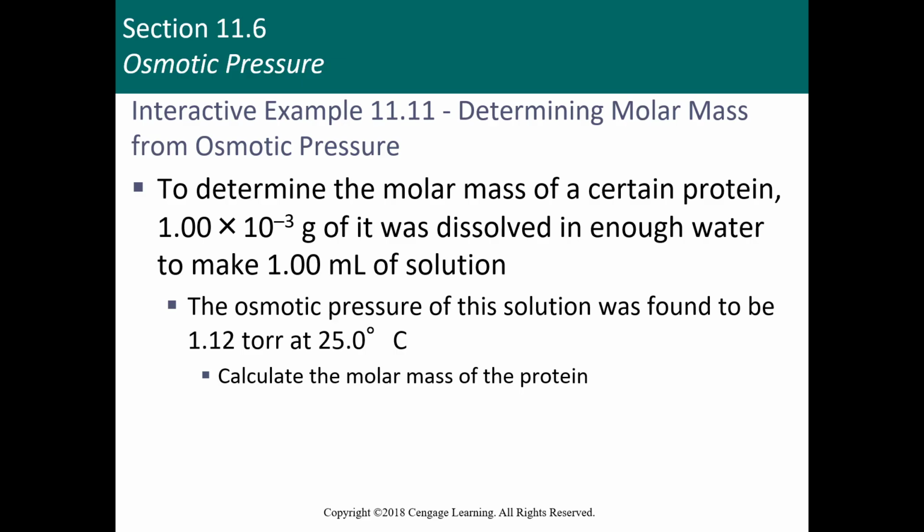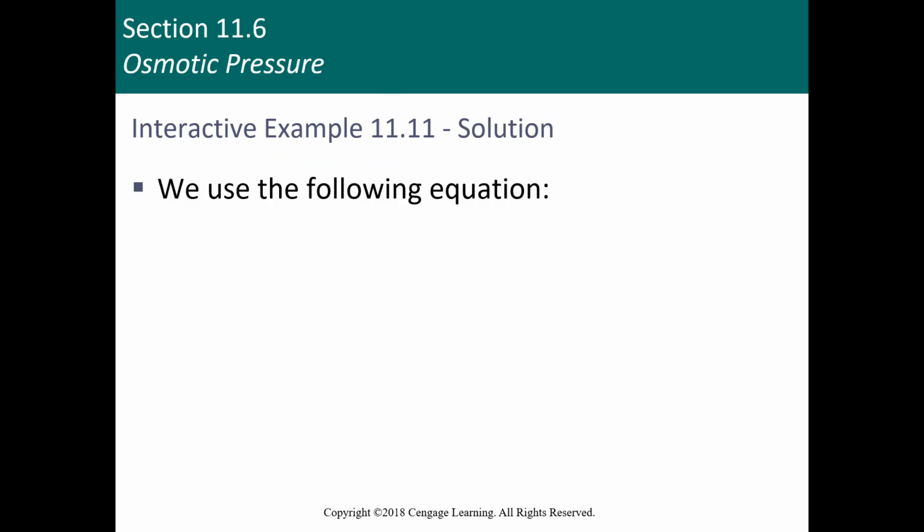Okay, so determine the molar mass of a certain protein. 1 times 10 to the negative 3 grams of it was dissolved in enough water to make 1 milliliter of solution. The osmotic pressure of this solution was found to be 1.12 torr at 25 degrees Celsius. Calculate the molar mass of the protein.